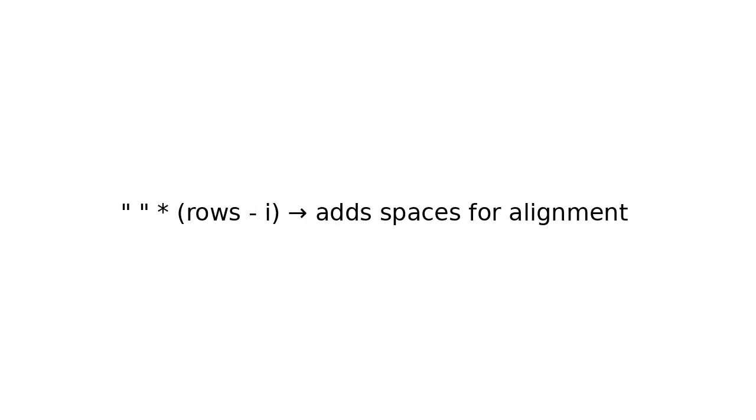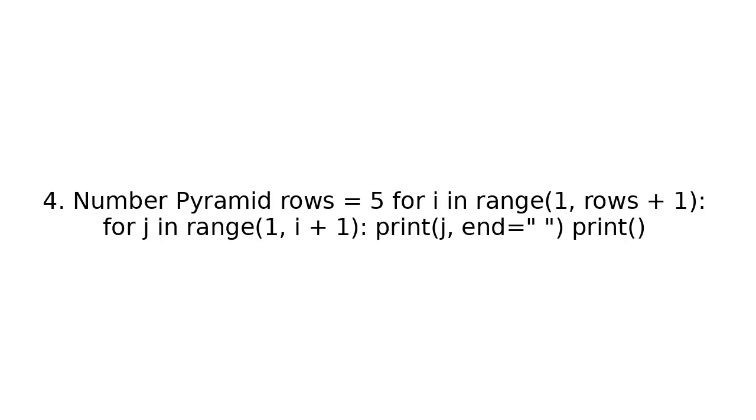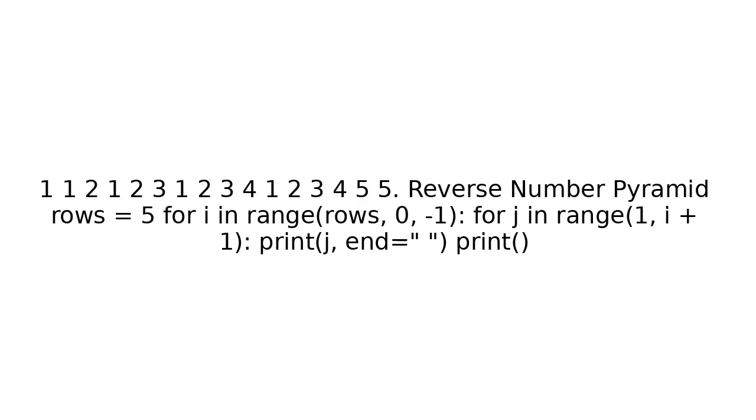4. Number pyramid. rows = 5. for i in range(1, rows + 1): for j in range(1, i + 1): print(j, end=""). print(). Output: 1, 1 2, 1 2 3, 1 2 3 4, 1 2 3 4 5.